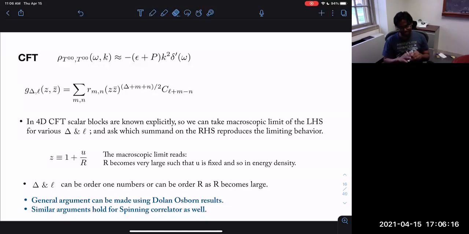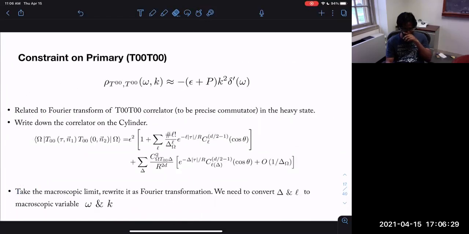At the end of the day, we learned that all the descendant contributions are suppressed. Because the descendant contributions are suppressed, we can move on and deal with primaries. So now we have only primaries in the game, and we want to see how this sum rule is satisfied.